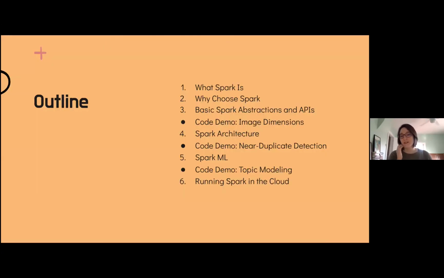So what we're going to talk about today, we're going to start by talking about what Spark is and why you might choose it. We're going to go over the basic Spark abstractions and APIs, and we're going to intersperse our talking with some code demonstrations. So the first one, we're going to do a case study about image dimensions. Then we're going to talk about the architecture of Spark. Another code demonstration about near duplicate detection. Then we're going to go back to presenting and talk about the Spark ML or machine learning library. Last code demonstration is about topic modeling. And then finally, we're going to talk about running Spark in the cloud.